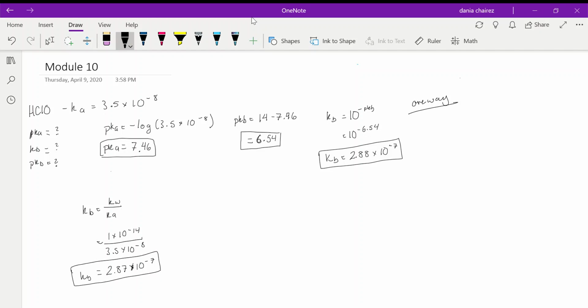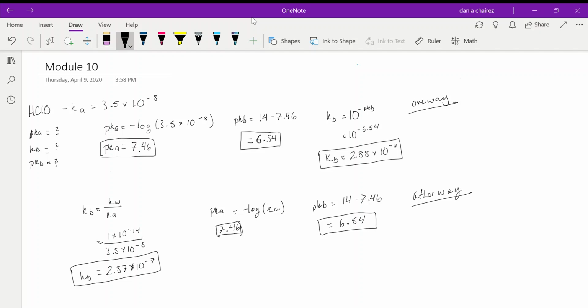And then we find our pKa by doing the same thing as before, which would then give us the 7.46. And then you would find pKb, just same as before also, 14 minus 7.46, which gives you 6.54. So yeah, that's two ways of solving it.